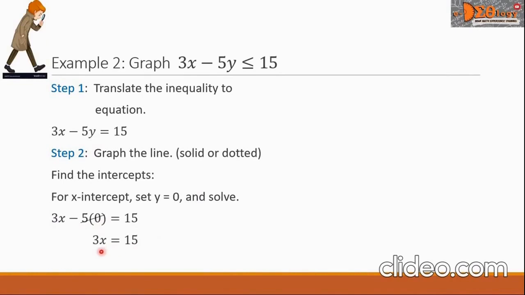Let us solve for x. We will divide the equation by the coefficient of x, which is 3. This 3x divided by 3 will give us x equals, the right side is 15 divided by 3. And the quotient is 5. Let us write the x-intercept as ordered pair. So we have here (5, 0).